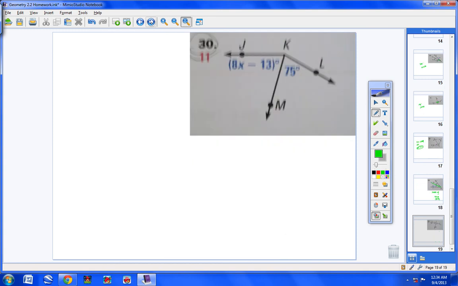Z equals 7. And then number 30, once again, MK is an angle bisector. It cuts this big angle right in half, so that tells me this angle here and this angle here are congruent. So I can definitely state that 8x minus 13 equals 75. Now to solve for x, bring the 13 over. When you bring it over, it becomes a positive 13. So I'm left with 8x equals 88. Now divide both sides by 8, and x equals 11.